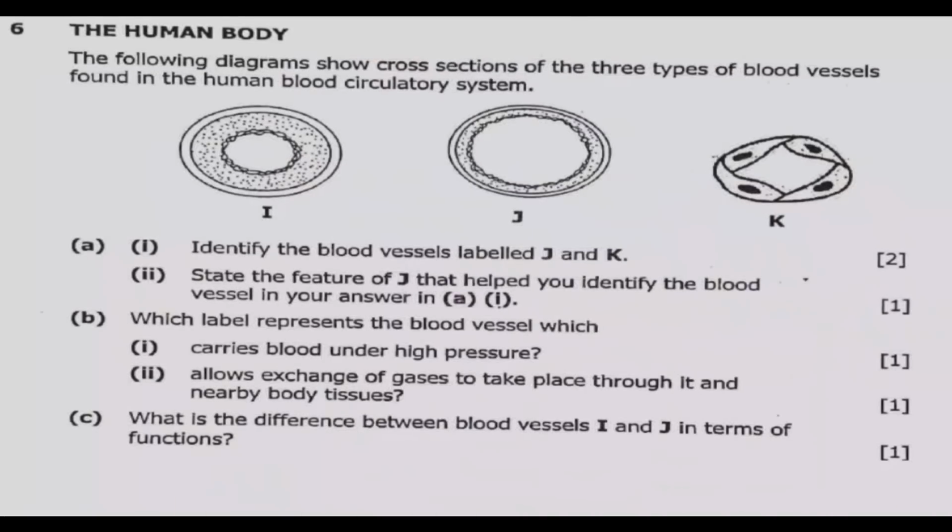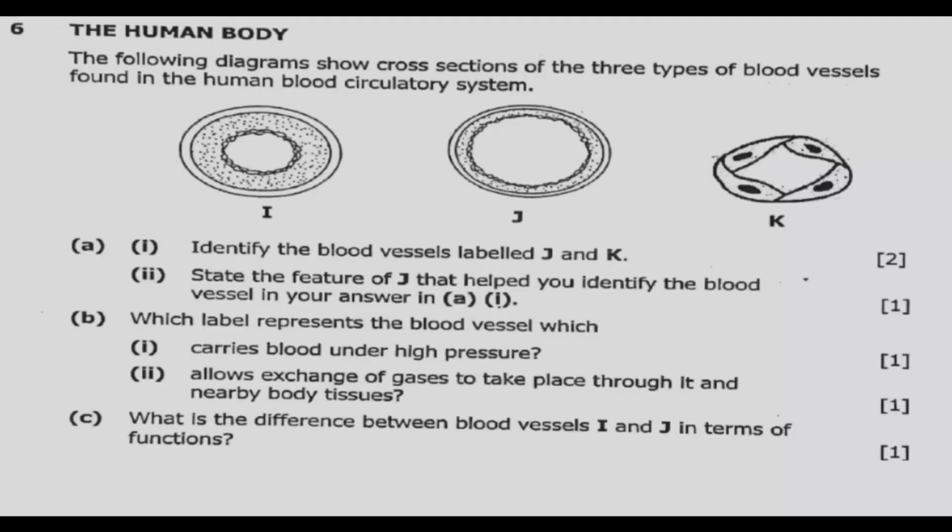Question number 6 was coming from the topic of human body, and the question was as follows. The following diagrams show cross-section of the 3 types of blood vessels found in the human body circulatory system. So we have got those diagrams I, J, and K. So you need to study them. Please make sure you take note of the structures.